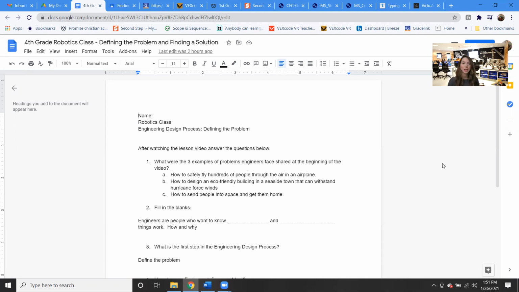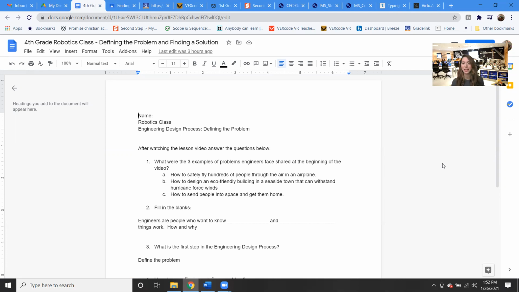The first one was talking about airplanes, right? How can we safely fly people across to different places? And then the next one was designing a building in a seaside town that can withstand hurricane force winds. So obviously engineers would have to think, how in the world are they going to make sure that the building doesn't fly away, right? And the third one was sending people into space, right, and getting them back safely. And of course, there's zillions of problems that engineers solve every single day.